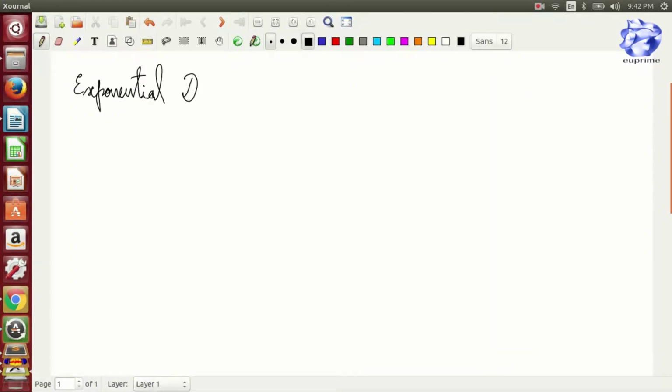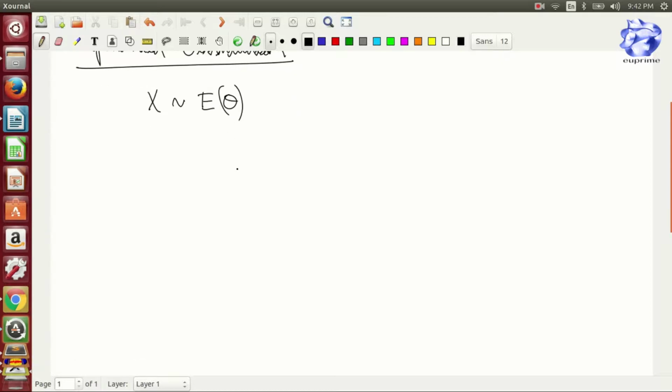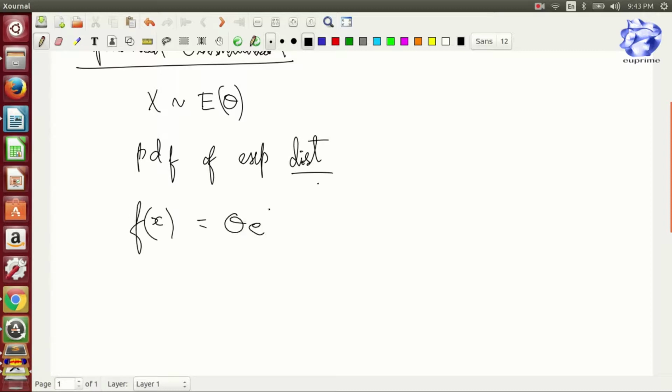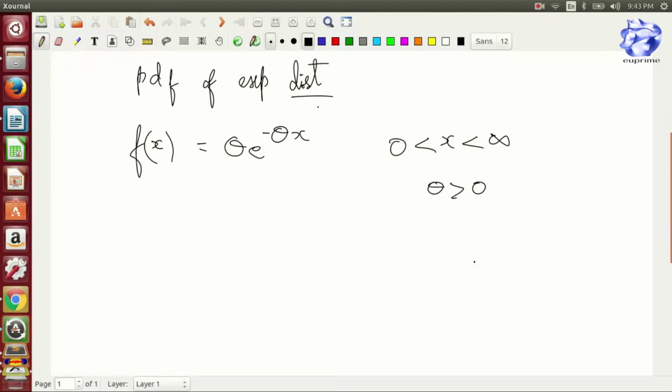Today we are going to discuss the exponential distribution, which is a type of continuous distribution where a random variable x is in terms of exponent of theta, where theta is a parameter. We take the probability density function since it's a continuous function, where f of x is defined as theta times e to the power minus theta x, where x varies from 0 to infinity and theta is greater than 0.